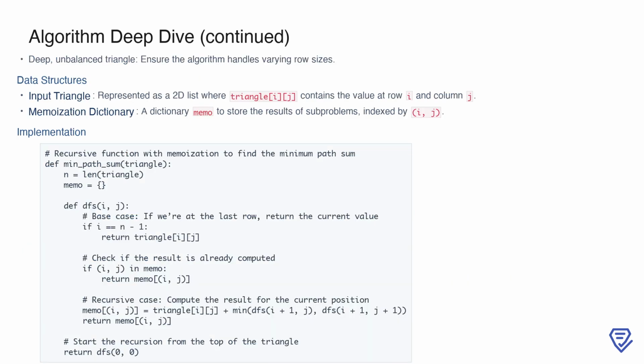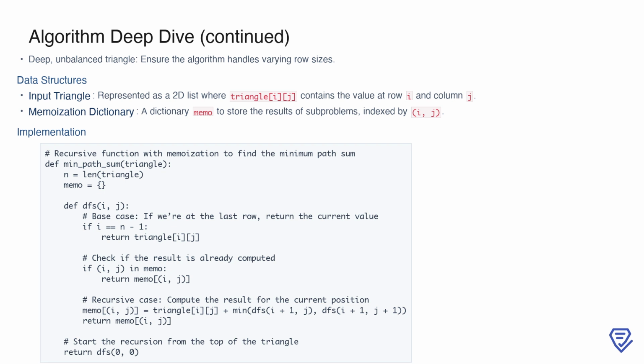It's also important to ensure our solution can handle deeper or unbalanced triangles, where rows may have varying sizes. The triangle is represented as a 2D list, where triangle[i][j] denotes the value at row i in column j. The memoization dictionary, memo, plays a key role here by dynamically tracking results for all valid positions. Here's how the recursive function with memoization is implemented in Python.